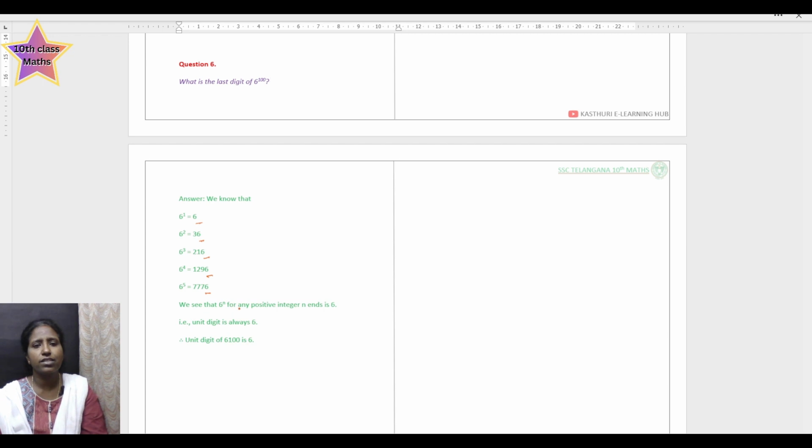So we see that 6 power n, for any positive integer n, ends in 6. Unit digit is always 6. So we can conclude that the unit digit of 6 power 100 will also be 6.